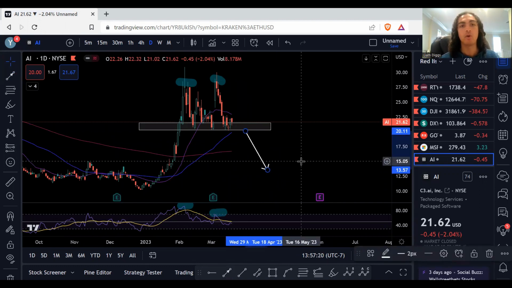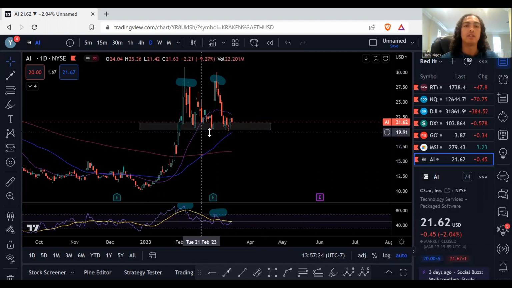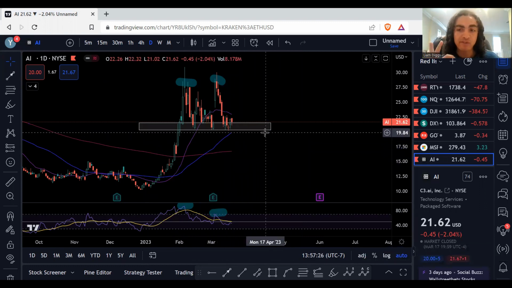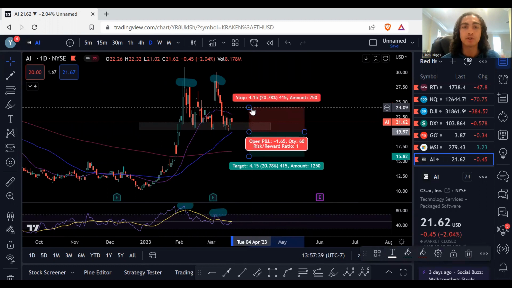So what I'd like to do is wait for a break of the support zone. I'm not going to wait for a retest. I think this is going to move, and it's going to move quickly. I don't think there's going to be a retest. So we are going to keep a tight stop on this. We'll enter a short position, probably about $20, give or take.